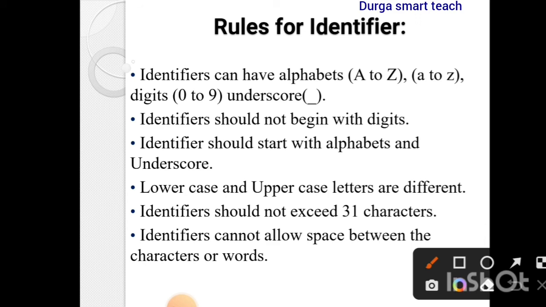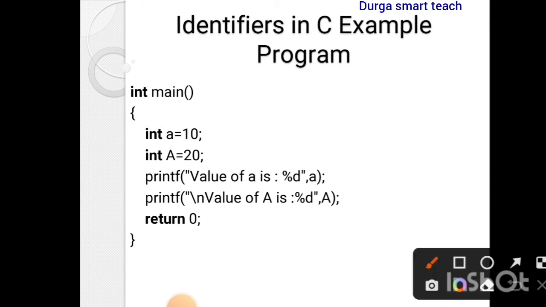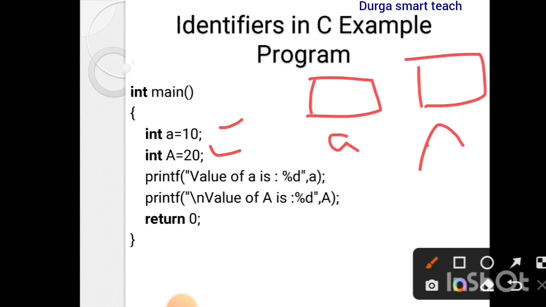identifiers can have alphabets, a to z and capital A to Z. So here uppercase letters and lowercase letters are treated differently. Capital A is different, small a is different. That's why we have taken two variables, small a and capital A. For small a memory is allocated, for capital A memory is allocated. Here 10 is stored and here 20 is stored.